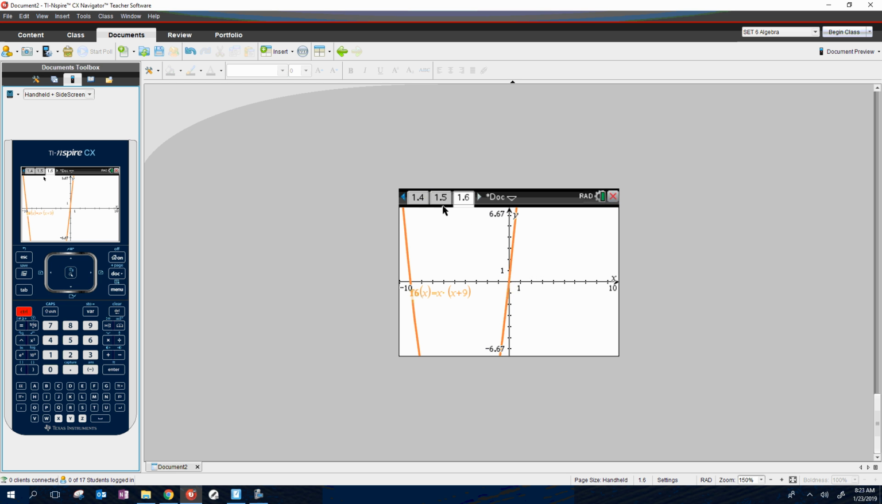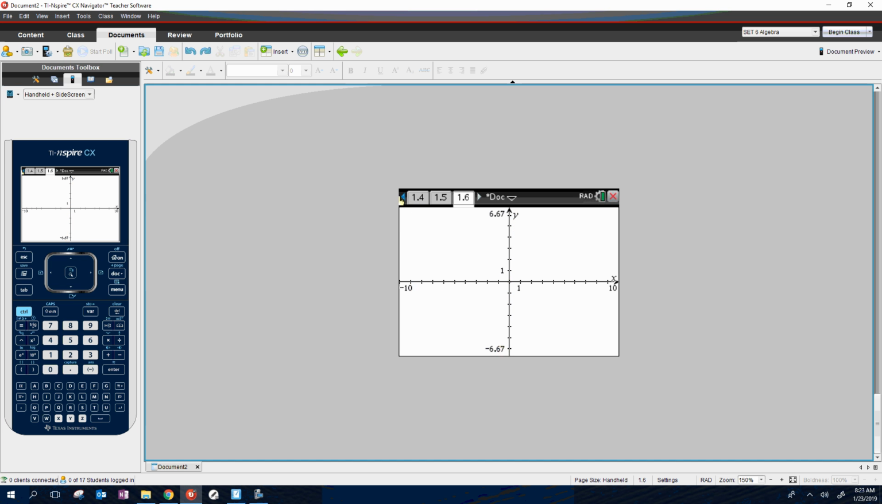Control back a few pages. Nope, I didn't mean to hit control. Let me just escape. Is it this page?